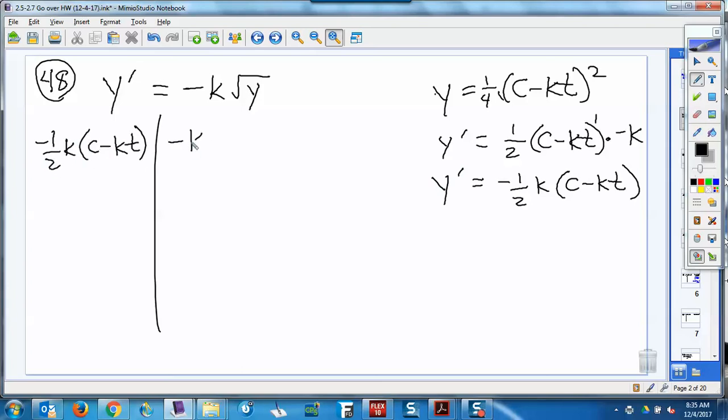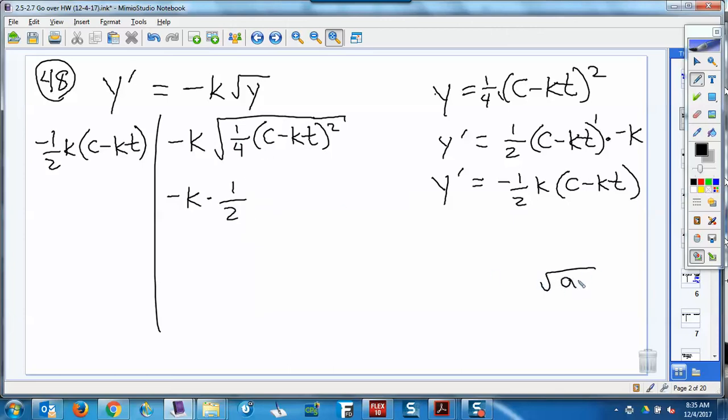So I'm going to put that over here, negative 1/2 K times C minus KT. And here I got negative K times the square root of 1/4 C minus KT squared. Right? Well, whenever I have a square root of a product, I can do the square root of each thing. If I have square root of A squared B squared, then that's just AB. I can do the square root of A squared, I can do the square root of B squared. Okay, so I do the square root of 1/4 is 1/2, and the square root of that is going to be C minus KT. And sure enough, if I just rearrange those a little bit.